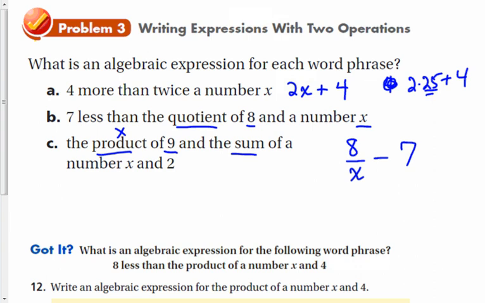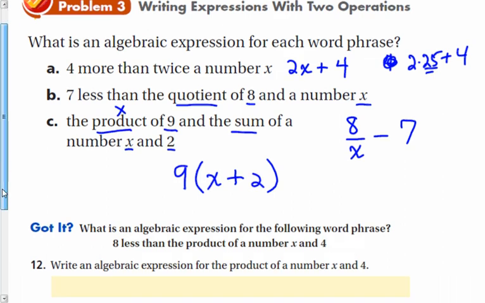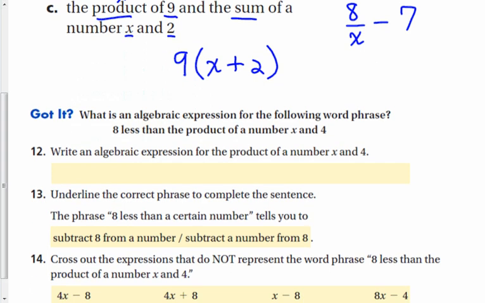So we're going to take 9 times, now I'm going to try and not use a dot, and then I need a sum, and sum means add, and I'm adding two things. I'm adding x and 2. So that's what that's going to look like, 9(x + 2). All right, I'll let you try that. Go ahead and pause here.